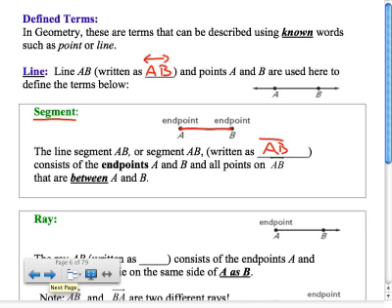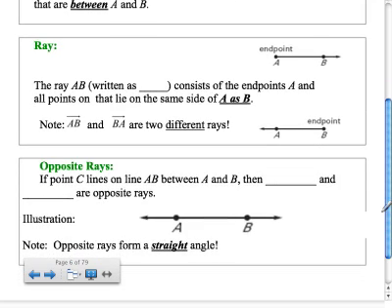So a segment has 2 endpoints. A line has none. A segment has 2. A ray has 1 endpoint. And it's written, you always have to start with the endpoint and then the point that it goes through to name it. So ray AB is not the same as ray BA.